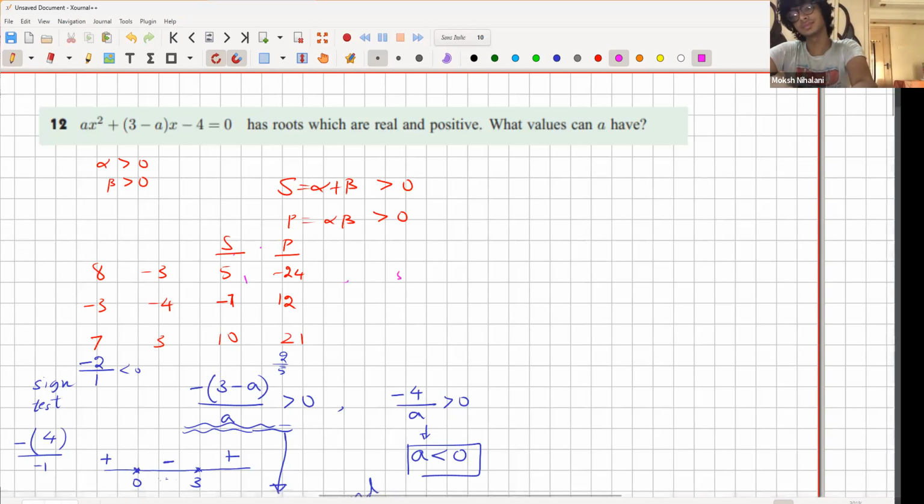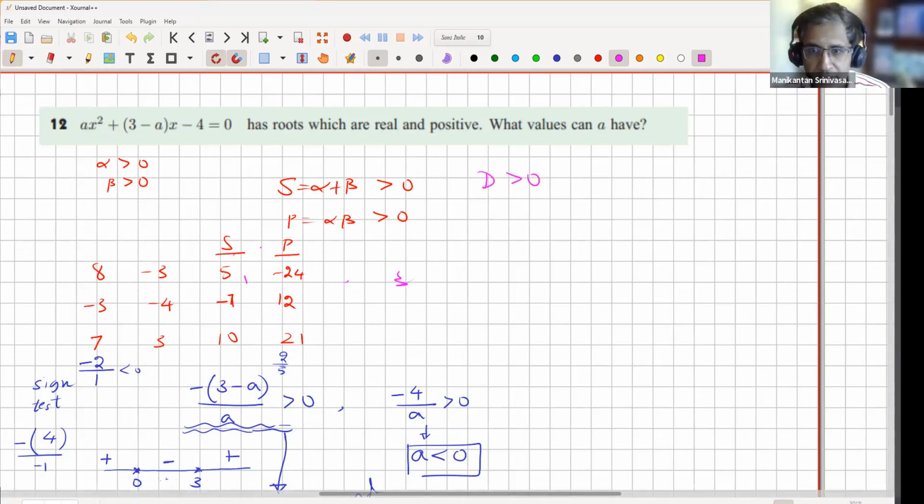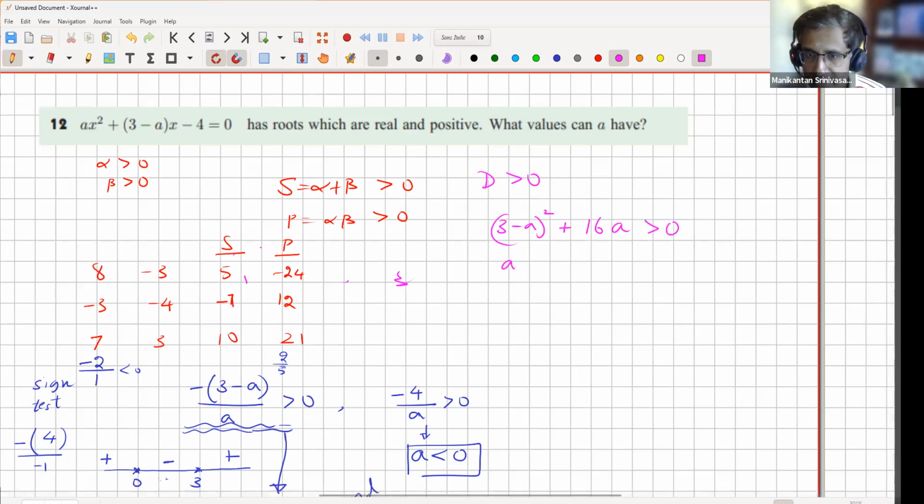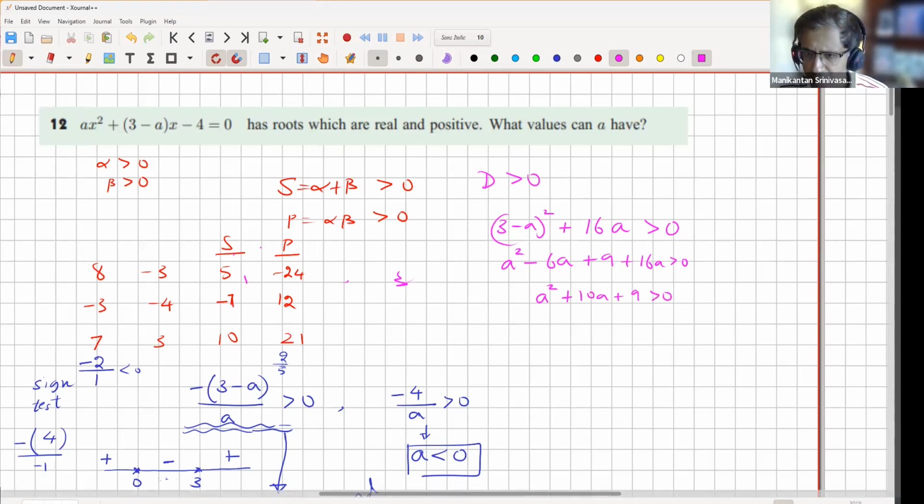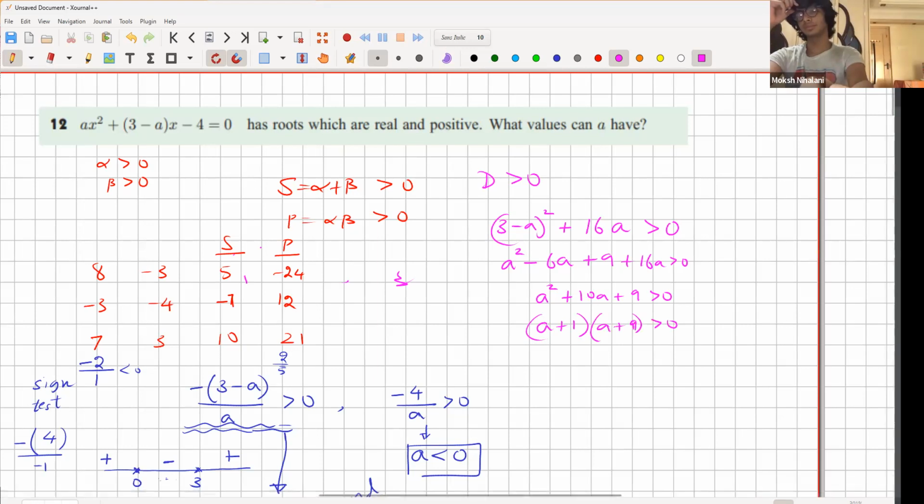So the discriminant must be greater than 0. The discriminant is B square minus 4AC, so minus of -4, which is 16A. Do you agree this is the discriminant? This must be greater than 0. So let's simplify this. A square minus 6A plus 9 plus 16A greater than 0, which means A square plus 10A plus 9 is greater than 0. Now I can simplify this as A plus 1 into A plus 9. We can factorize this fairly easily, right? A plus 1 times A plus 9.